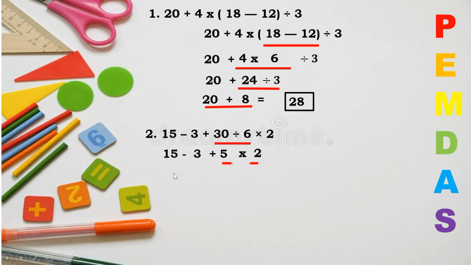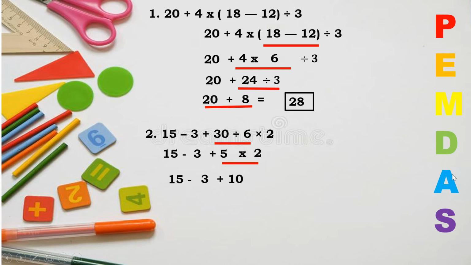Again, ibaba si 15 minus 3. Ayan. So, may sagot na. 5 times 2 is equal to 10. Diba? 15 minus 3 plus 5 times 2 is equal to 10. Next, we have only subtraction and addition. So, we can perform na subtraction and addition.